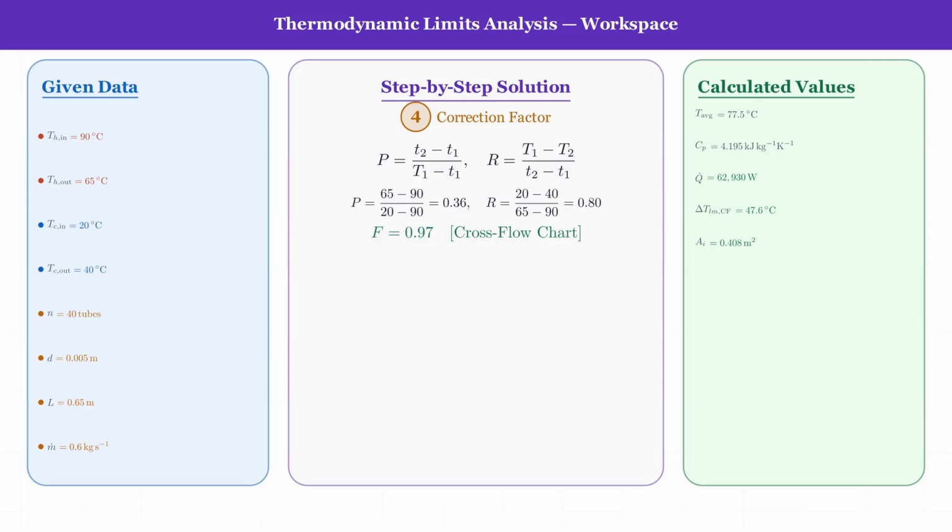A correction factor of 0.97 means the cross-flow geometry here is operating at 97% of the thermodynamic equivalent of ideal counterflow. The geometric penalty is only 3%, a consequence of the well-matched temperature profiles in this particular radiator configuration.